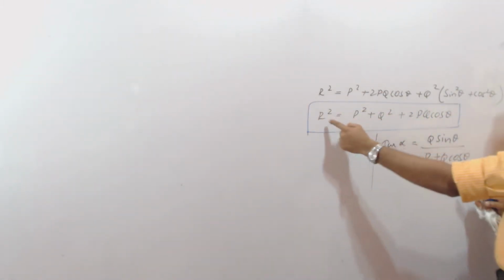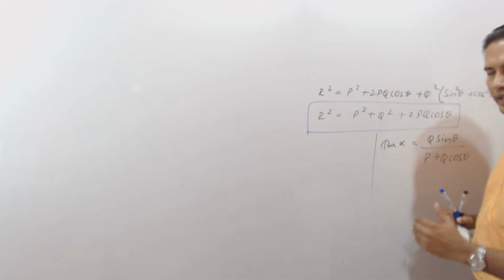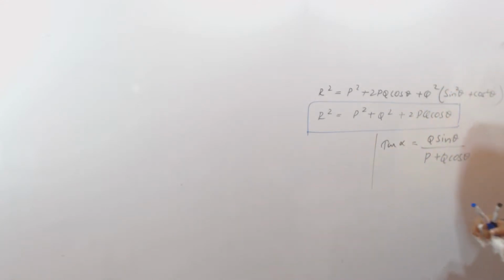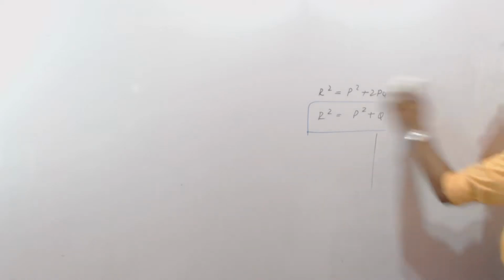So considering this equation, R means the resultant of two vectors, P and Q are the vectors and theta is the angle in between two vectors and alpha is the angle in between the resultant and the vector P.